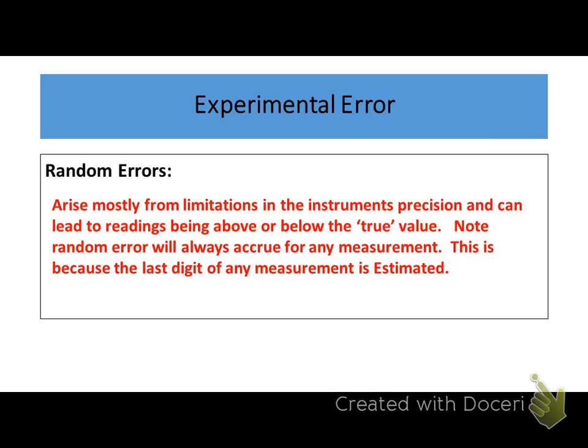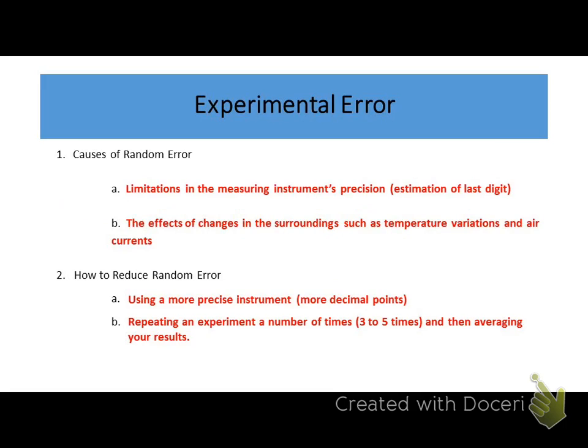So to summarize this idea, random error exists because there's always one digit estimated in any measurement. Our instrument has a problem in its precision. It's only as good as that last estimated digit. And so that's where the random error is going to occur, in the last digit of any measurement.